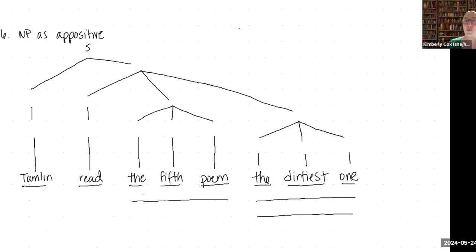The last one that we're going to talk about is the noun phrase as an appositive. And what an appositive means is that it's extra, kind of unnecessary information, linked to a noun phrase. So we're going to be dealing with several noun phrases in this particular example.